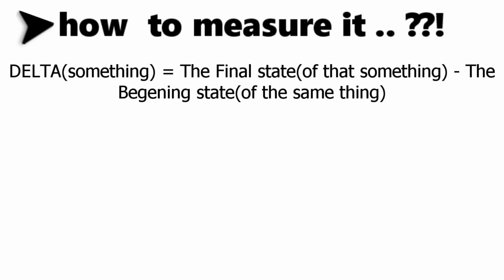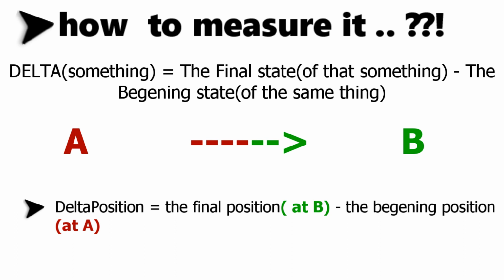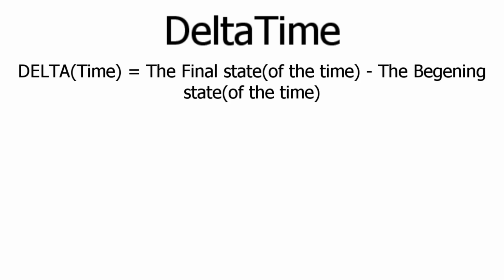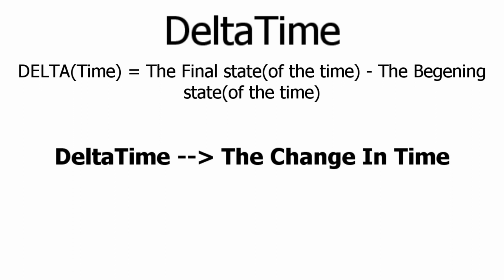Say you were at point A and you moved over to point B. Well, your delta position in this case will be equal to the final position, which is point B, minus the beginning position, which is point A. So now we know that the delta time is equal to the final state of the time minus the beginning state of the time. Simply, the delta time is the change in time.